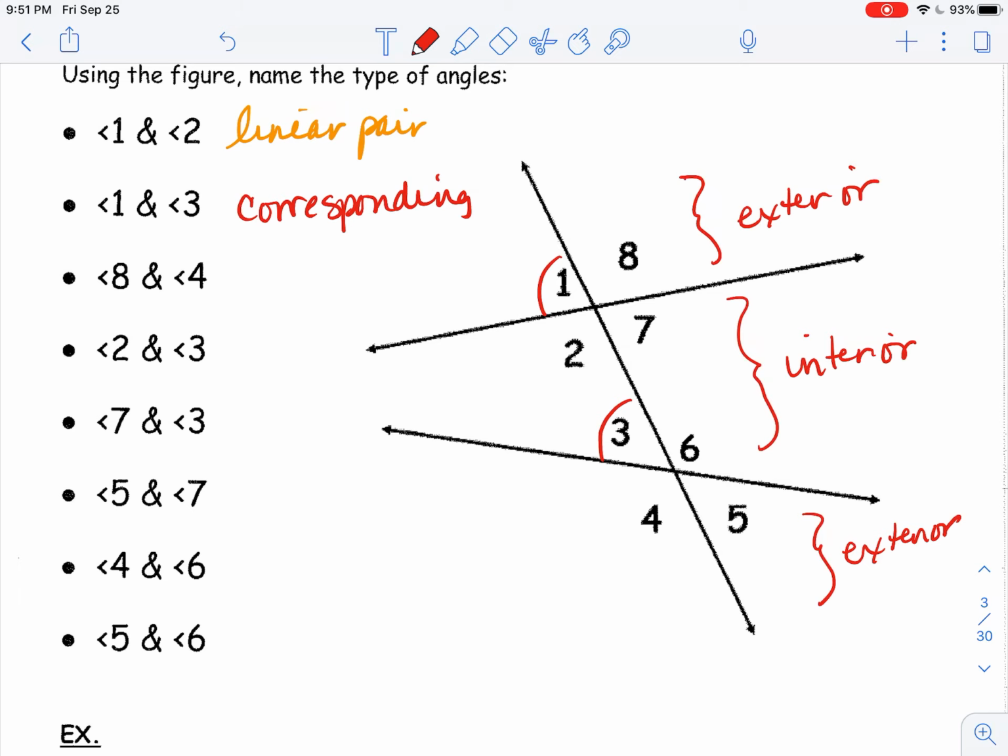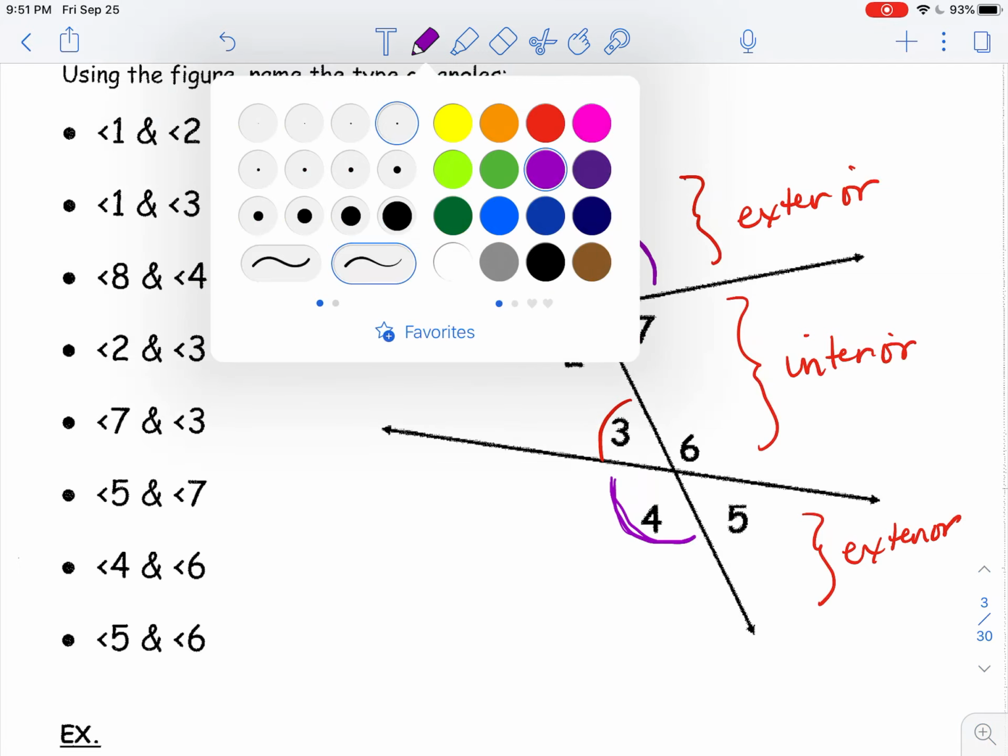Angles 8 and angle 4. Okay, angle 8 is in this top right. Angle 4 is in this bottom left. What I notice is they are both in the exterior area and they're on the opposite side of the transversal. So these are alternate exterior angles.